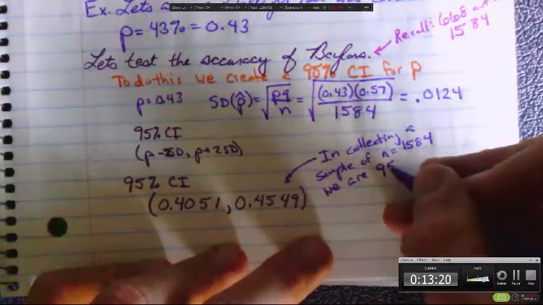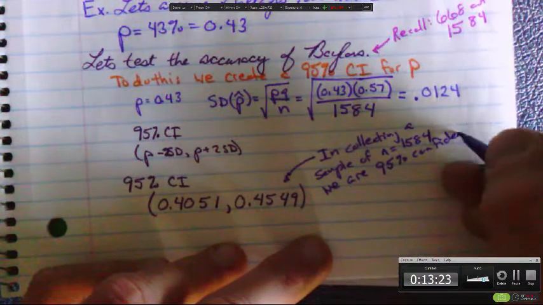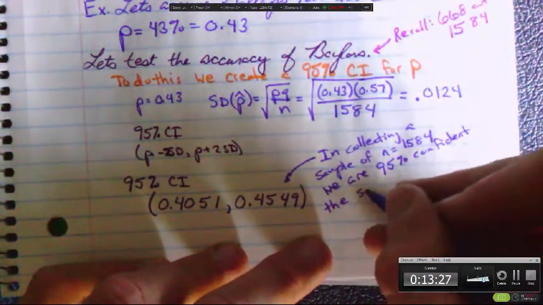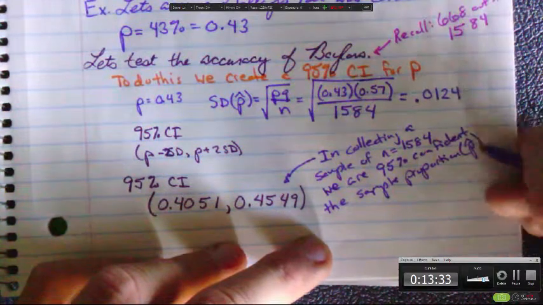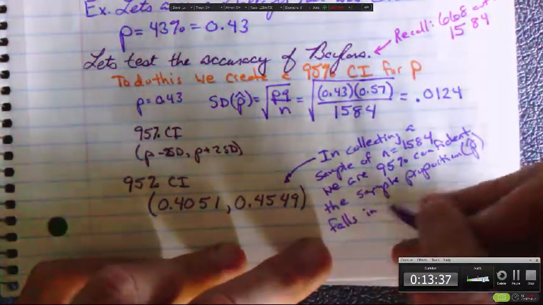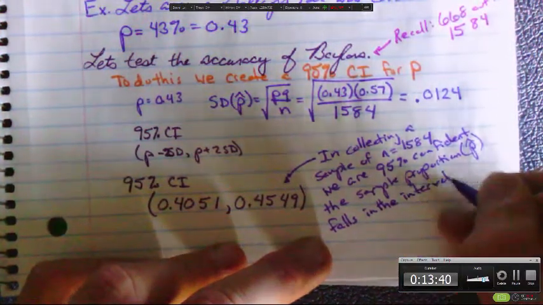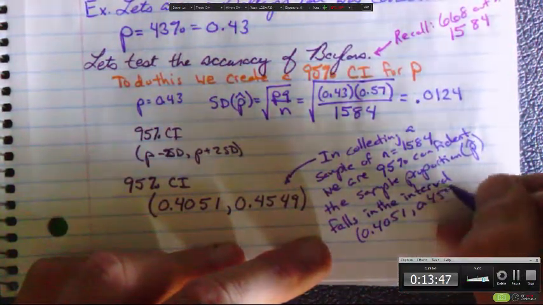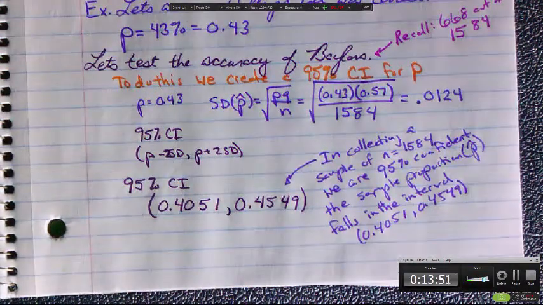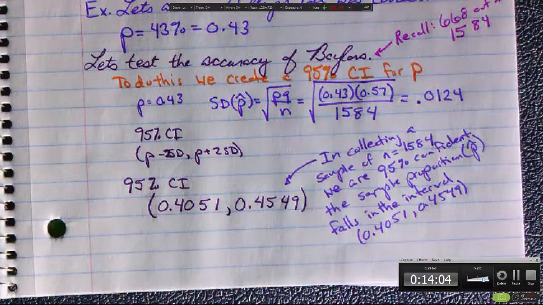we are 95% confident the sample proportion, which is denoted with what? P hat, falls in the interval (0.4051, 0.4549), or we can record that as a percent. Remember, probabilities, proportions, percents, they can all be used interchangeably. So we could also say we are 95% confident that the sample proportion is between 40.5% and 45.5%. Does that make sense to everybody?